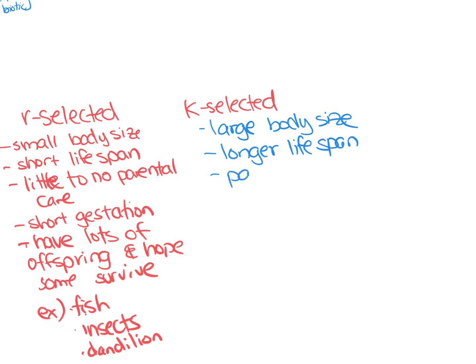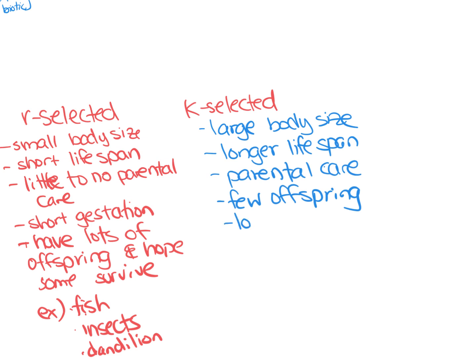They give parental care. So instead of spending their energy on just making a whole bunch of babies, they make a few babies. So they have few offspring. And instead of putting that energy into making a whole bunch of them, we make one and we spend the time to make sure that it lives long enough. They have a longer gestation.